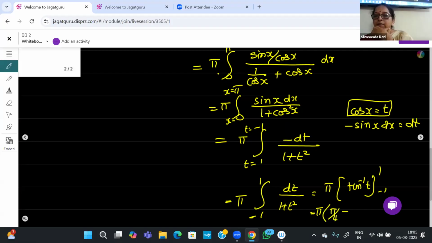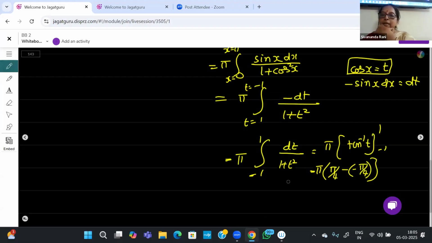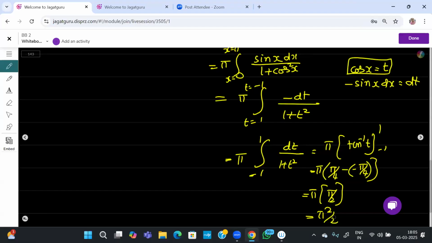Upper limit tan inverse of 1. Lower limit is minus of minus pi by 4. So that will be pi into pi by 4 plus pi by 2. That is pi square by 2. Is it I or 2I? 2I. Yeah, because sometimes they may not give you the result.